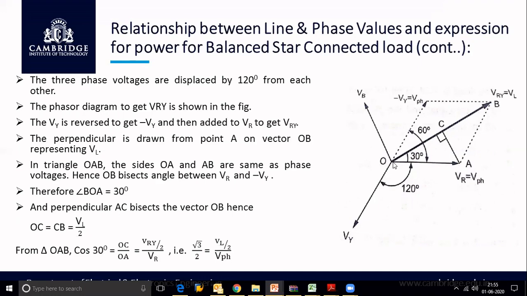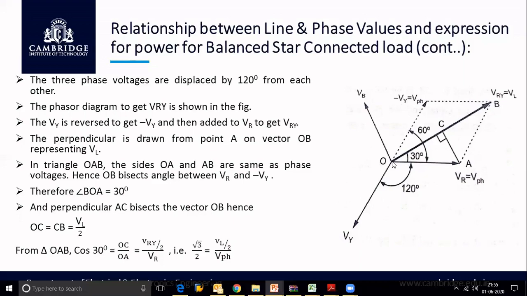Then what is its negative direction? The negative direction of Vy, that is the minus Vy vector, will be in the opposite direction. So this is the representation of the minus Vy vector. Now the phasor sum of this minus Vy and Vr will give you the line voltage, that is Vry.